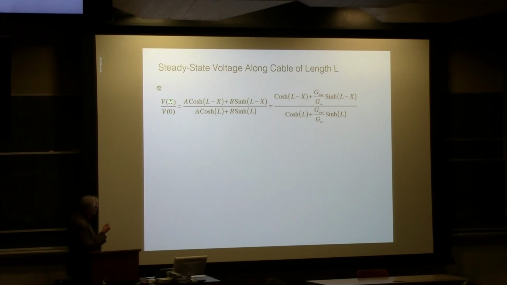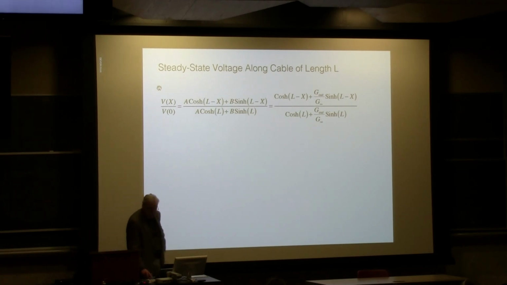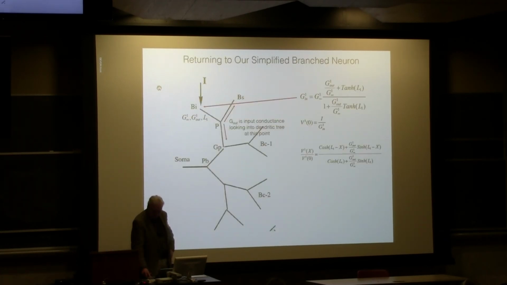Voltage at some location x in response to a current injected at one end of the cable is equal to the voltage produced at the site of current injection times this stuff. And there's only a handful of parameters. They are G out, G infinity, and the electrotonic length of the cable. With those three things, and they're all in turn computed from knowing the diameter of the cable, specific membrane capacitance, specific membrane resistance, and axial resistance, you can get voltage anywhere along a cable armed with this information. And that's fundamentally what Rall proved.